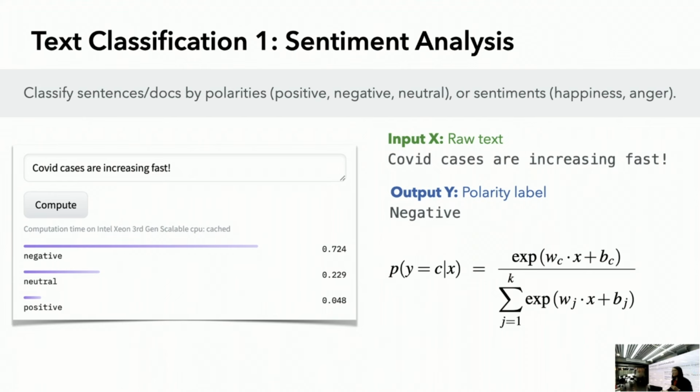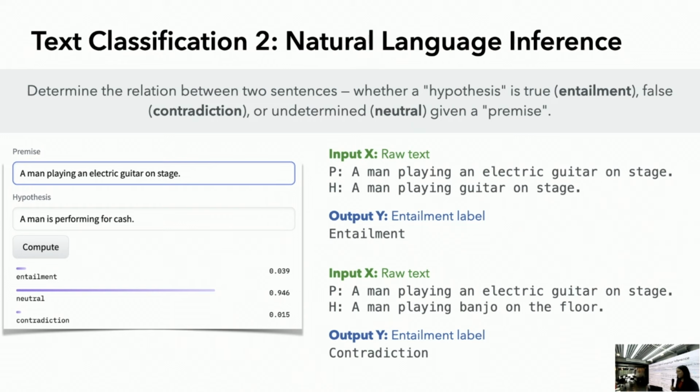The other type of classification task you're probably going to see is called natural language inference. In this application, we are going to determine the relation between two sentences. That is, whether a given hypothesis is true, false, or undetermined, given a premise. So here, we are talking about two sentences and the relation between them. The relation could take the label of entailment, that is, A can entail B. Contradiction, A cannot entail B. Or neutral, there is no relation between the two sentences. This is one of the very fundamental tasks to assess whether NLP systems can understand the inference or relations between two sentences.